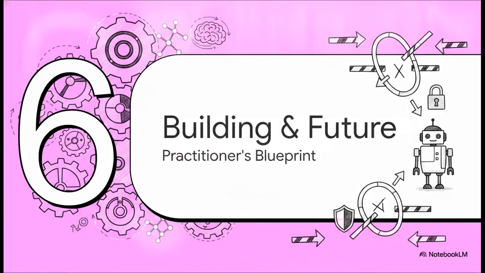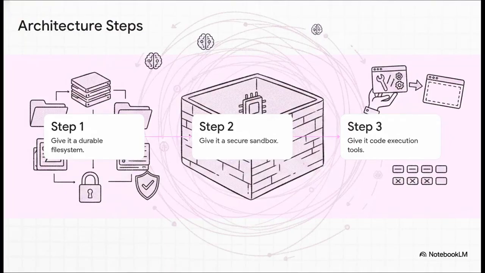Finally, Section 6, Building and Future Problems, the Practitioner's Blueprint. So, when you're setting up your own architecture, the order matters immensely. Step 1, establish the durable workspace first with a file system. Step 2, secure it in an isolated sandbox with pre-installed runtimes. And Step 3, give it the freedom of a bash or code execution tool. Actually, scratch that. Give it a general purpose execution tool that always beats a fixed menu of rigid options.